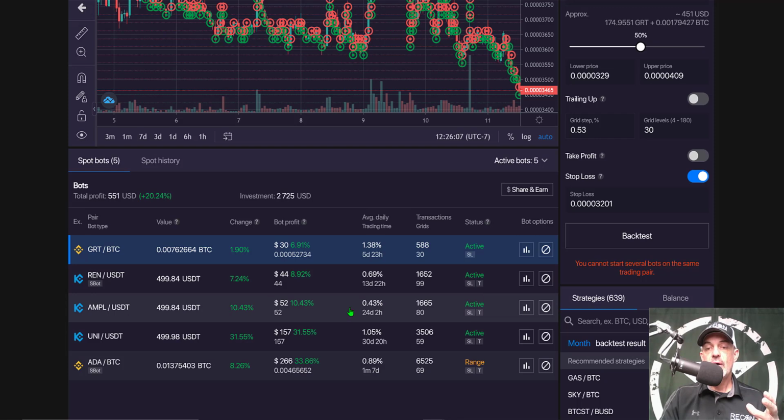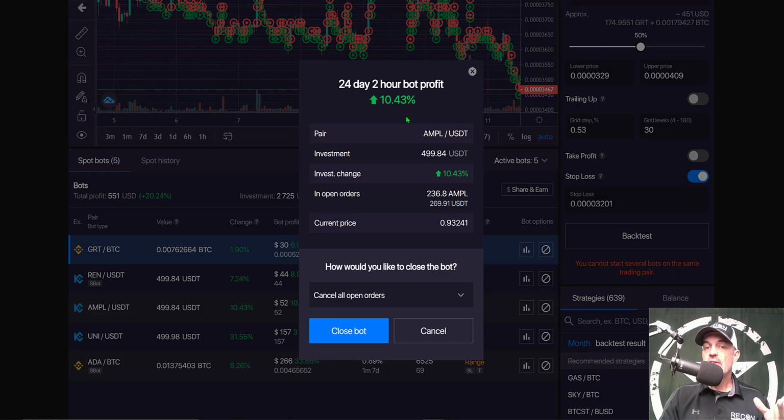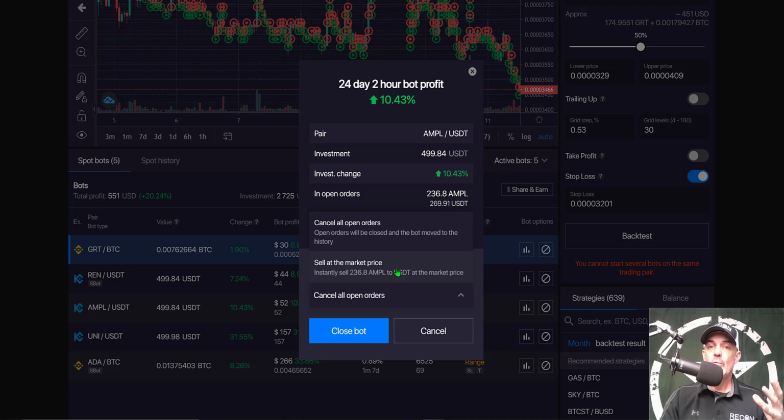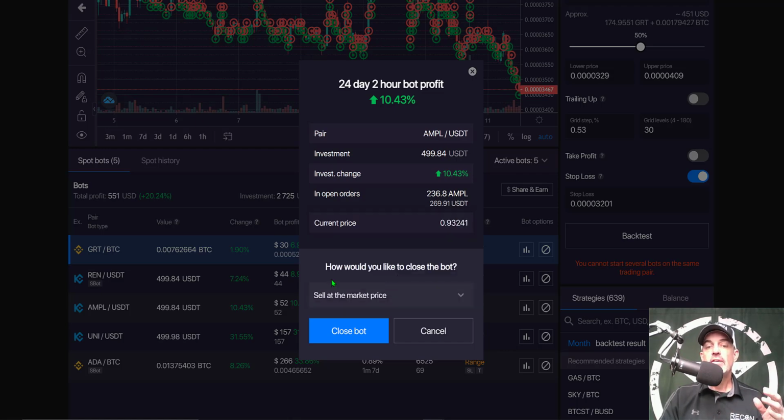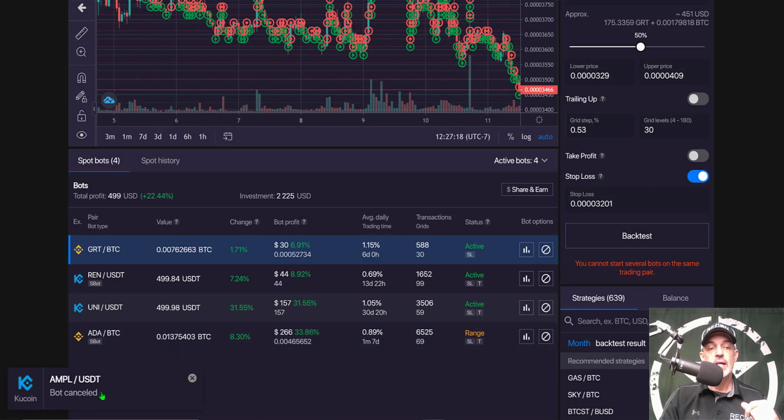So to shut this bot down, I would just come over to the close button, click on that, and they give you some information, the amount of Ample I have in orders, current price, and then I have a choice of how I would like to close the bot. Now, I want to capture this profit, and so I'm actually going to go ahead and sell the Ample at market price, since I am in fact up on this particular bot on these positions. And while I do think Ample is a good project, it's not one I want to hold their coins for. So I select sell at market price and then click close bot, and you'll see the bot's been canceled.